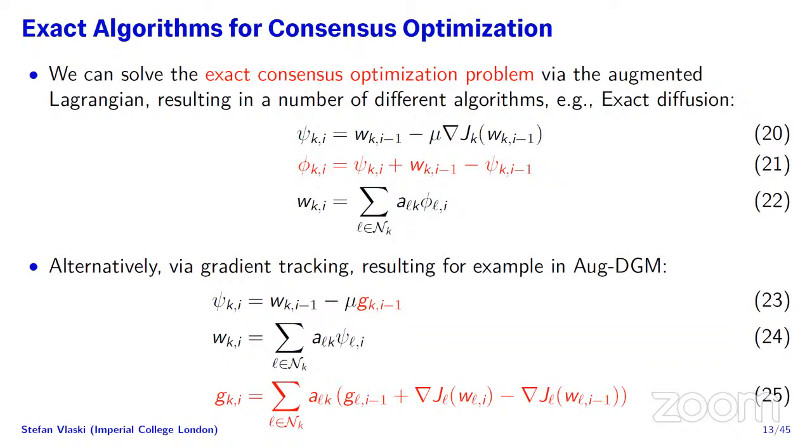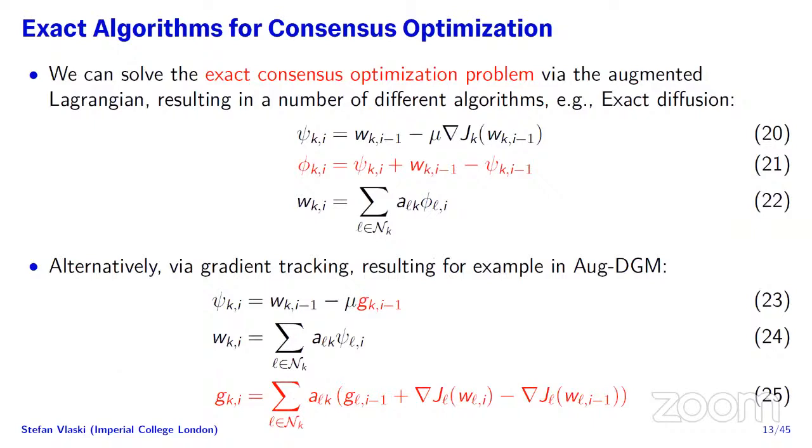Then there's another class of algorithms, and I'm showing just one here as a representative example, which are the gradient tracking algorithms. Again, the first two lines look very similar to the diffusion algorithm, but you're not descending along the actual local gradient. You're descending along an estimate of the global gradient, which you essentially compute using a sort of dynamic consensus scheme.